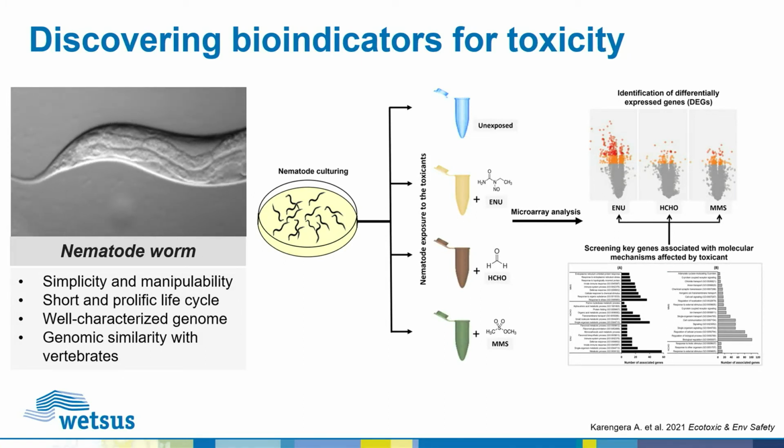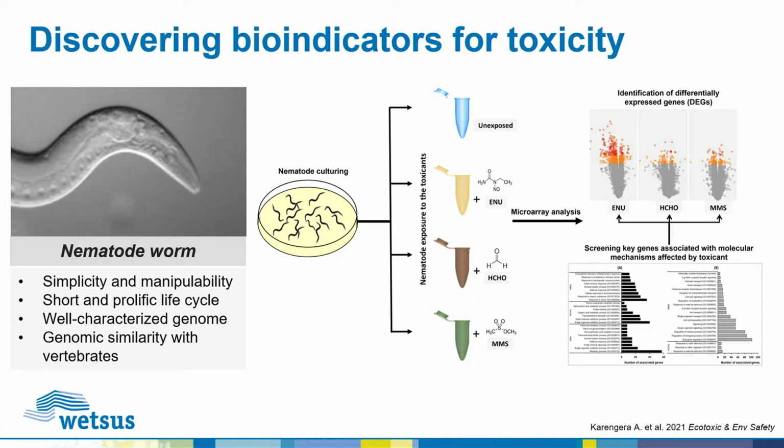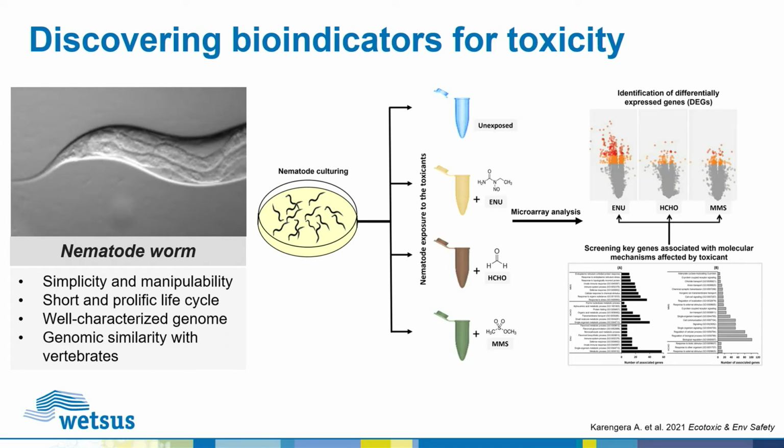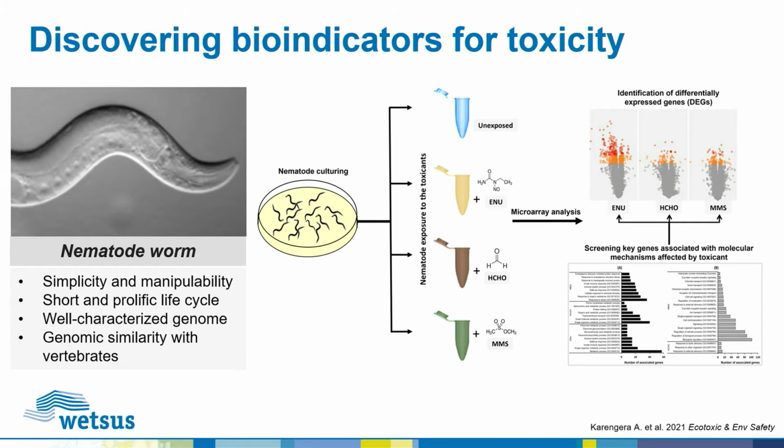Worms are easy to cultivate. They have a very short life cycle. Their genome is remarkably similar to that of vertebrates. Well, you can replicate experiments quite easily with worms.